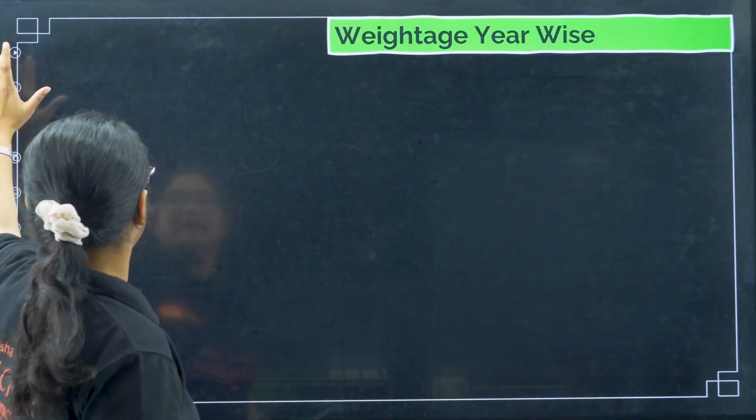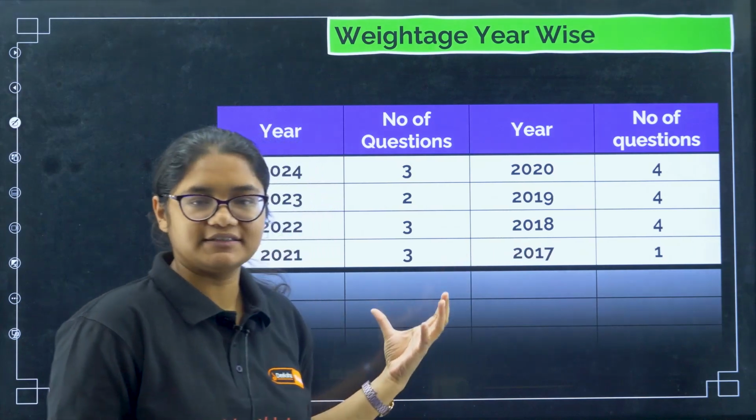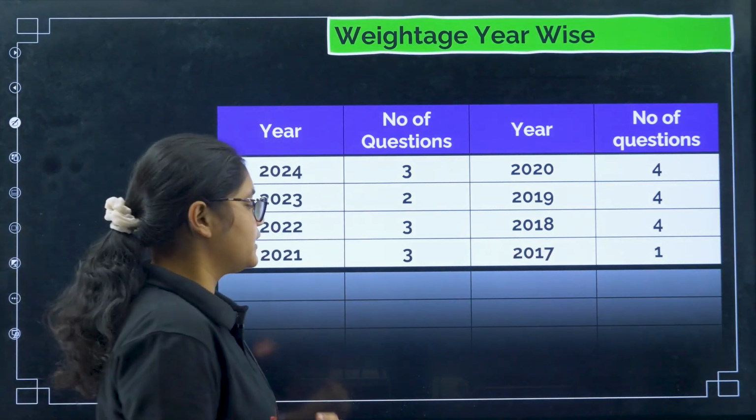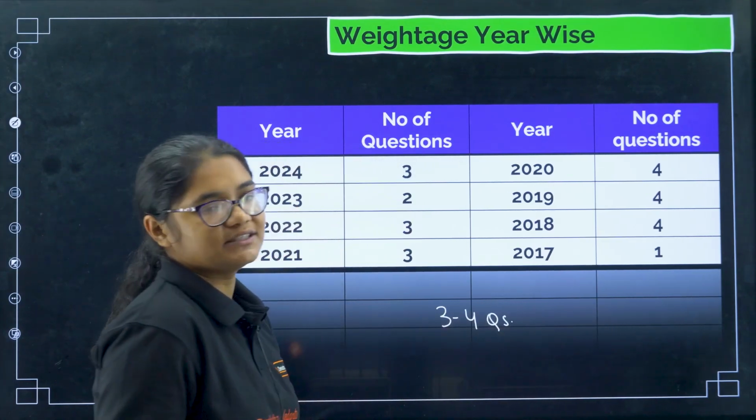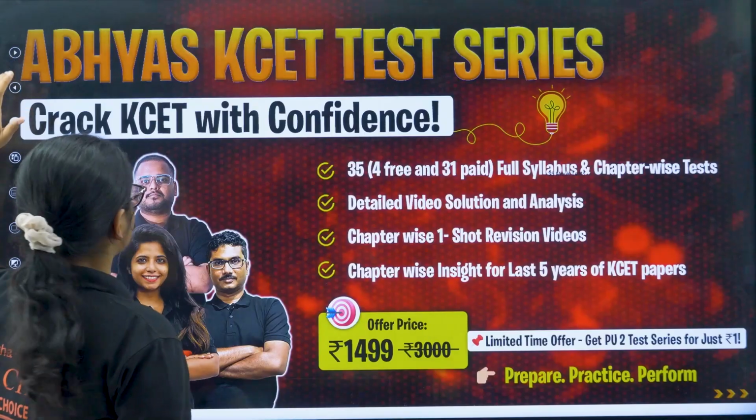First, coming to weightage. From the last years you can see 3-4 weightage is there. I told you this is a very high weightage topic. So this year also you can expect easily 3 to 4 questions from this particular chapter. So this is a must do topic, and it is easy as well.